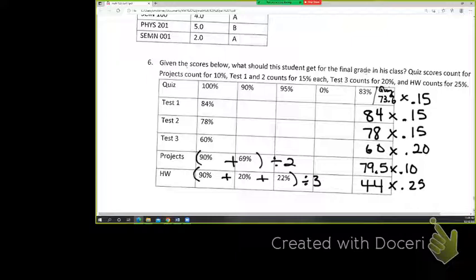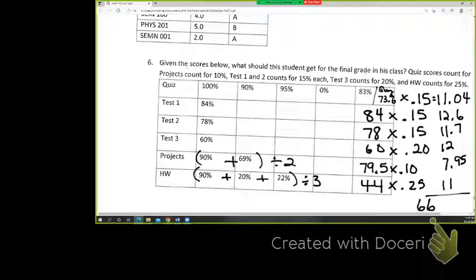So here I got 11.04, I got 12.6, 11.7, 12, 7.95, and 11. Then what am I going to do with all those? Add all those up. Good. I'm going to add all those up. And things don't look too good.